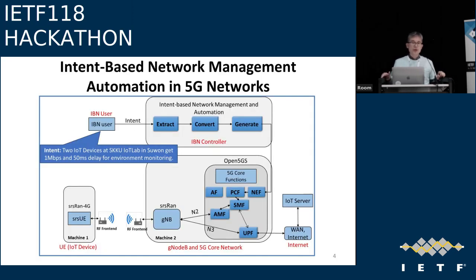In this figure, at the top, we have the intent-based user. For example, two IoT devices can be measured using an IoT server over the 5G network. That intent is the what rather than the how. That kind of intent abstraction is delivered to the intent-based controller, which translates it and delivers it to the network exposure function, which configures the core network and radio access network, and then the UE and the server can communicate.